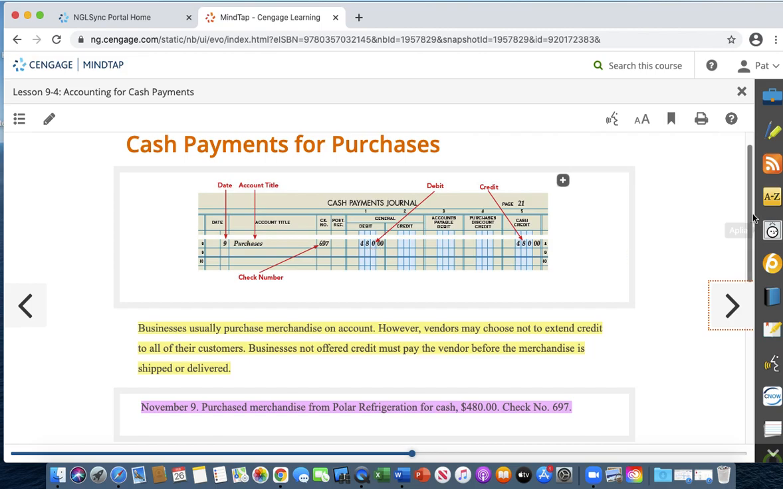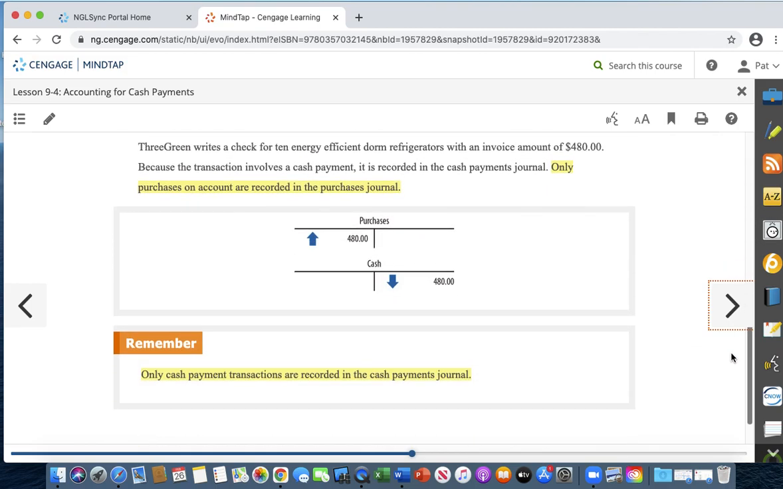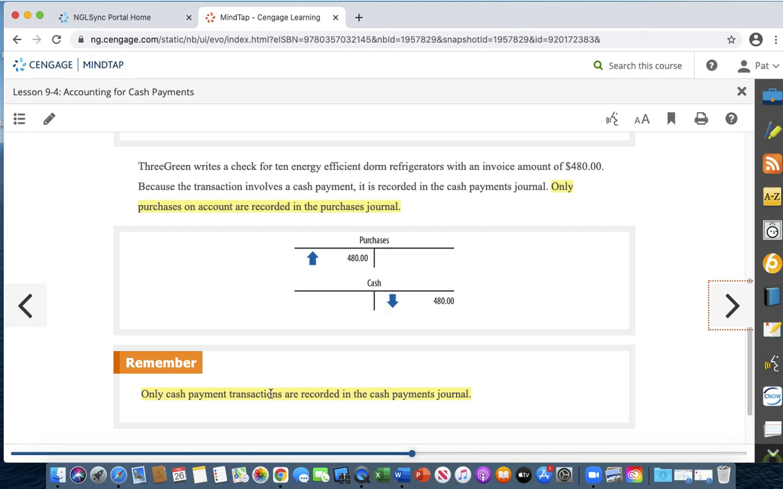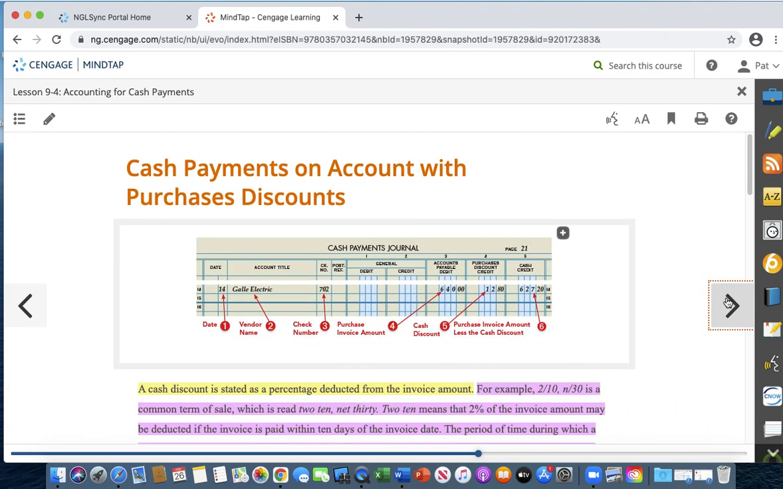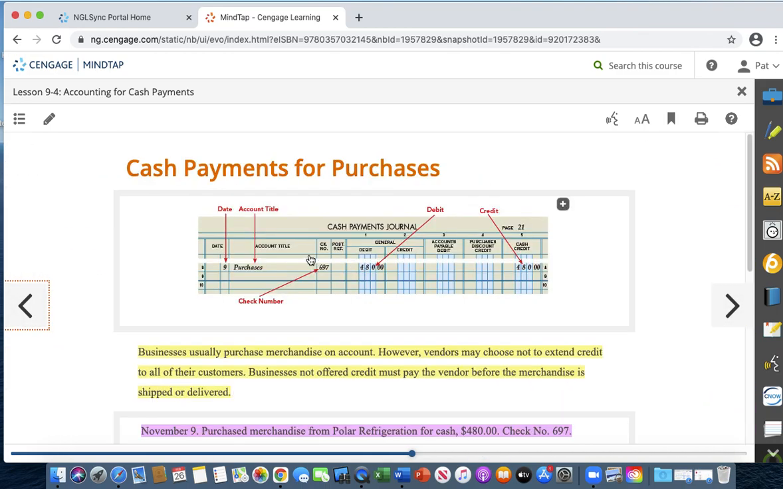Okay? So there's quite a few different transactions. Again, these are just the same reminders. Only purchases on account are recorded in the purchase journal. Only cash transactions are recorded in the cash payments journal. Just friendly reminders. Okay? All right. So now, not that these aren't new, but they're probably not new concepts for you.